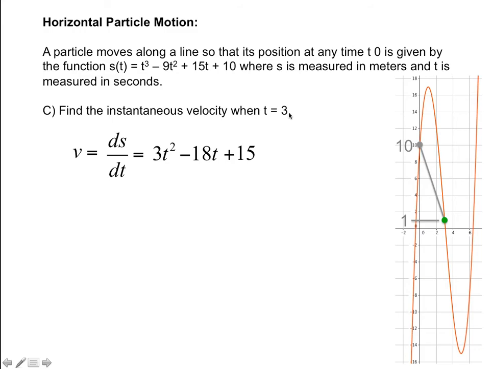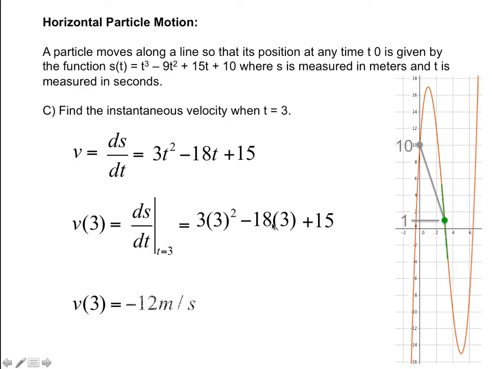And now I can go ahead and evaluate that when t equals 3. So I plug 3 in for here and here. These are the ways to represent that using either the velocity function or the derivative of the position function. As we plug 3 in here, we get 27 minus 54 plus 15. And that's going to be minus 12 meters per second. So that means the steepness of this curve, or the slope of the tangent line, is sloping downward, in the negative direction, 12 meters per second.